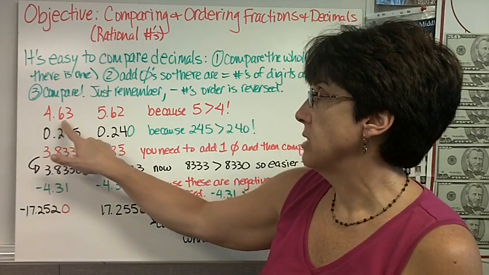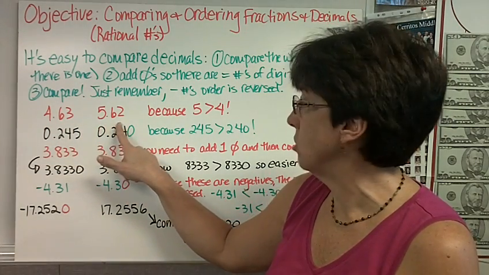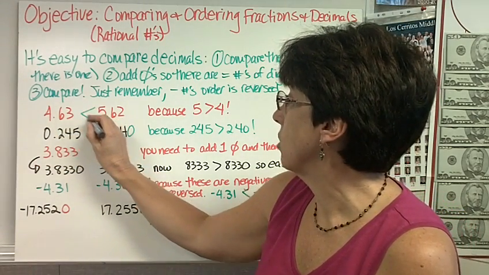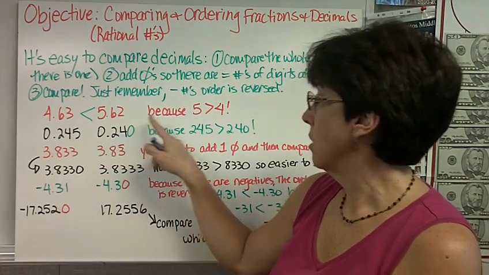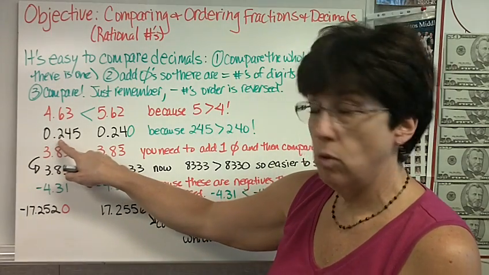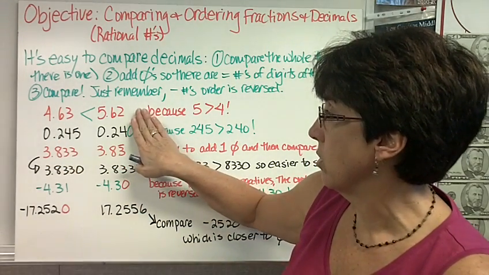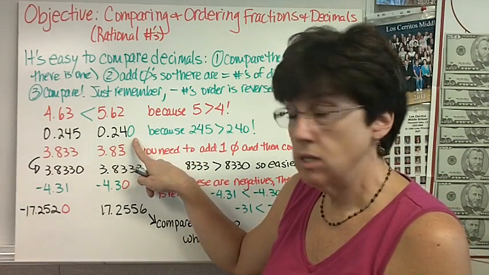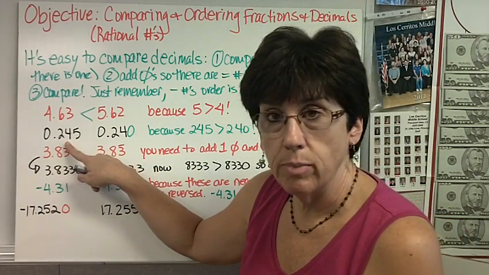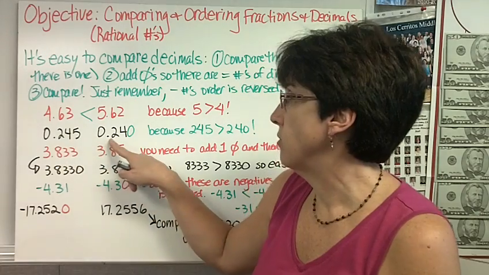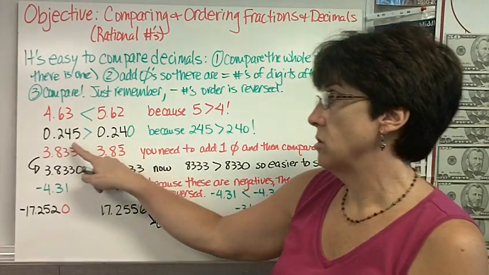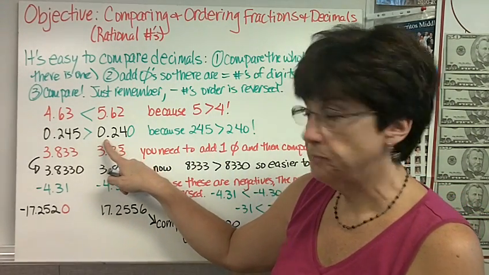So let's say you have 4.63 versus 5.62. I can compare 4 and 5, and I know that 5 is greater than 4, so I know this is true. What about if I had 0.245 and 0.24? Well, I would add a 0 at the end, so I have 3 digits after the decimal point versus 3 digits after the decimal point. Now I just compare them. I ignore the decimal point. 245, 240. 245 is bigger than 240, so 0.245 is greater than 0.24.